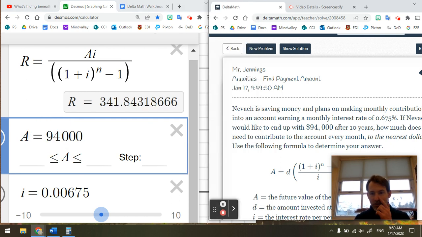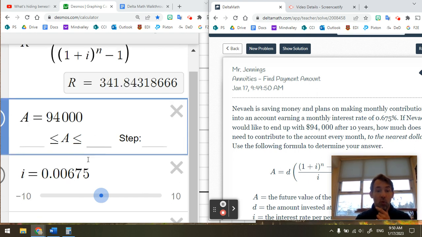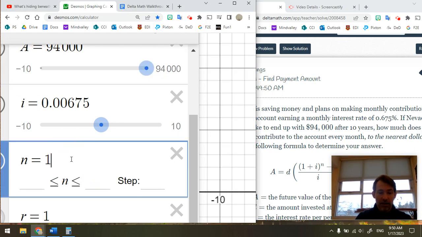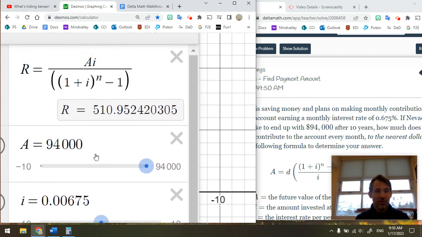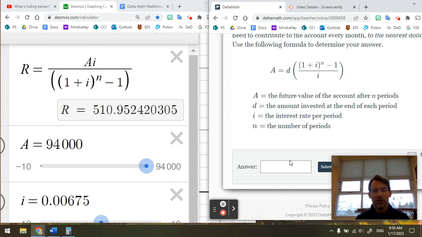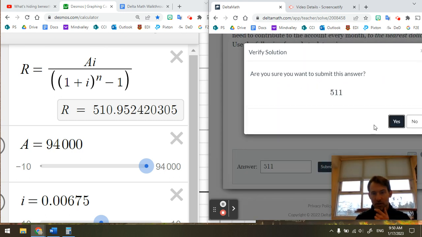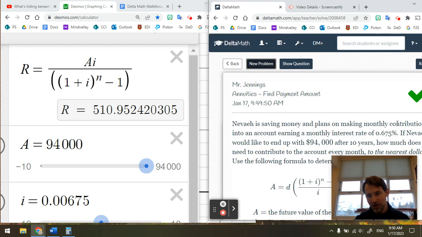And she wants it within 10 years. Because we're working monthly here, N is the number of compounding periods. So that would be 120. There are 120 months in 10 years. So let's see, what do we get? $510.95. We need it to the nearest dollar, so it's $511. Submit. And that's how you would do this in Desmos, using Desmos to conquer Delta Math.